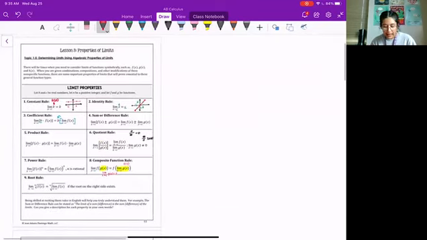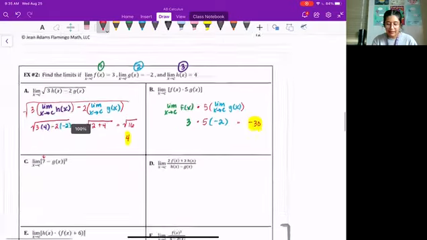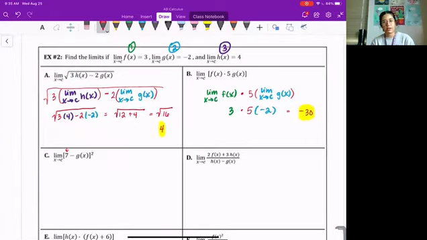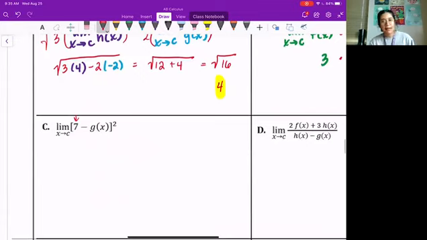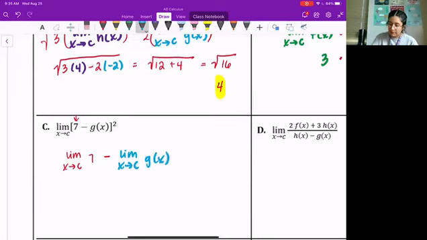Now, they didn't tell me anything about the function 7 at the top where they gave me some given parts, but I know that no matter what x value I'm approaching, the limit as x approaches whatever for 7 will be 7. So that's going to be my first thing. The limit as x approaches c for 7. And from that, I'm going to subtract the limit as x approaches c for g of x. And that whole thing is going to be squared.